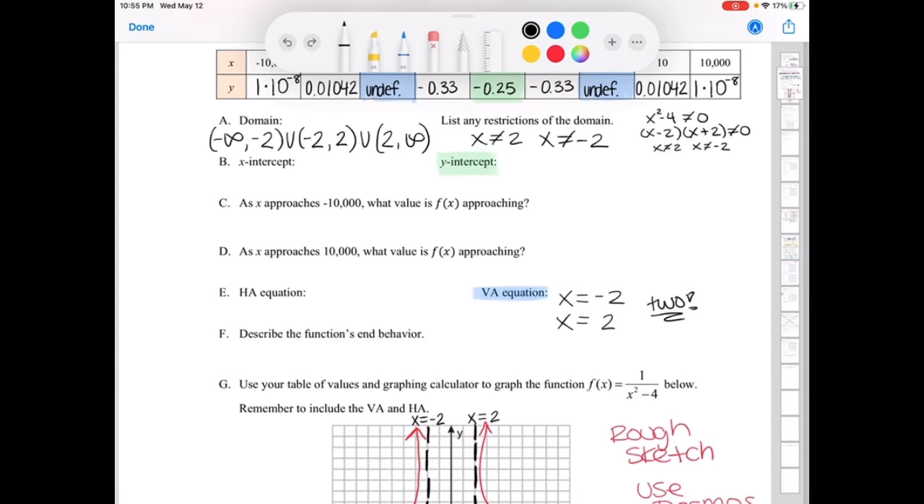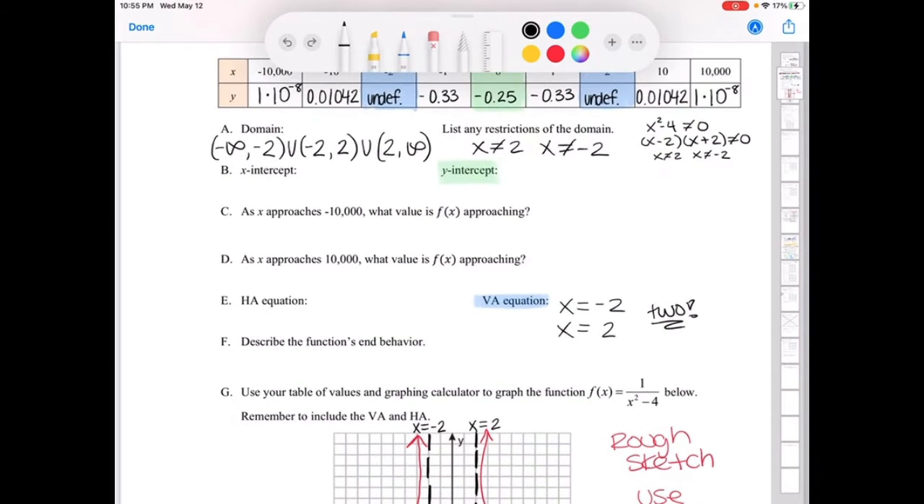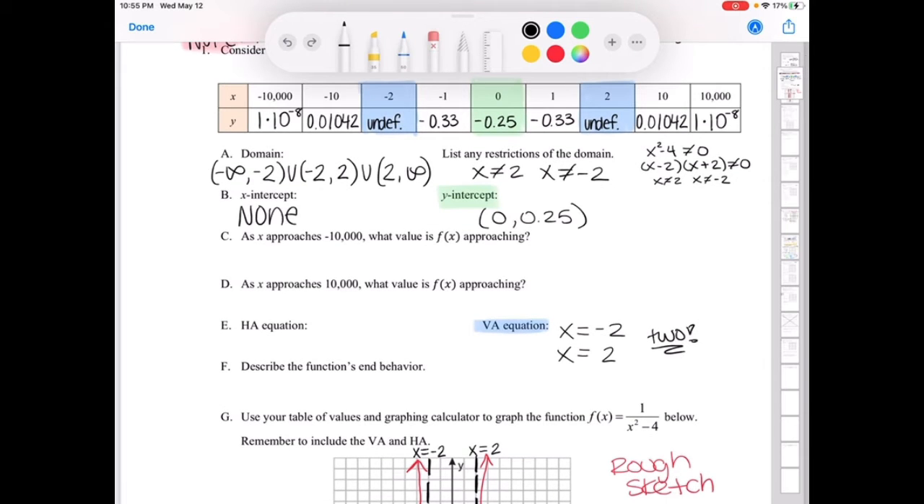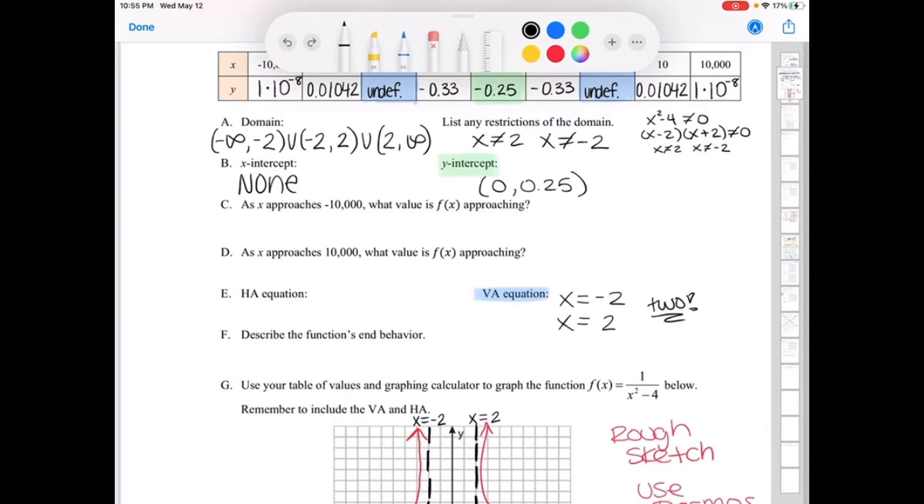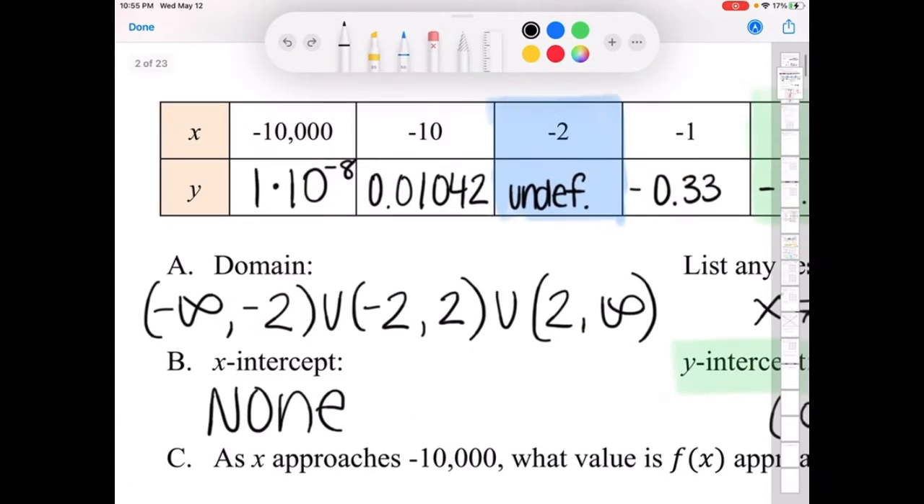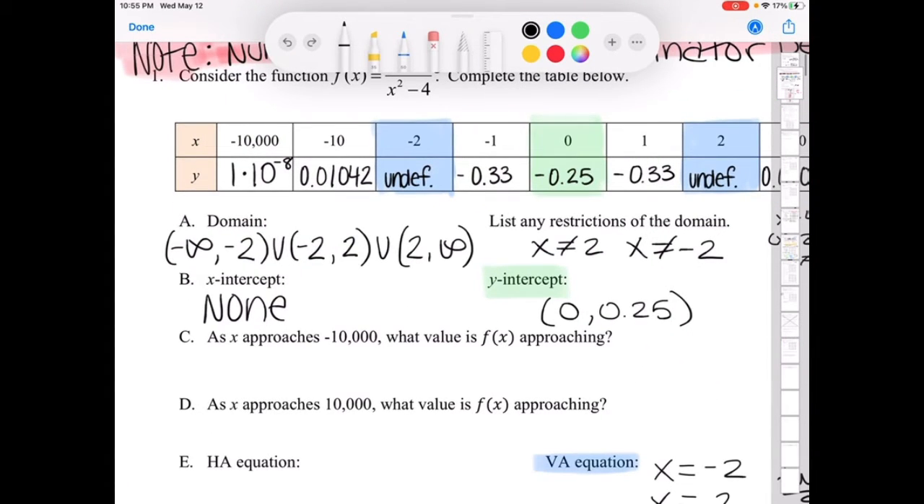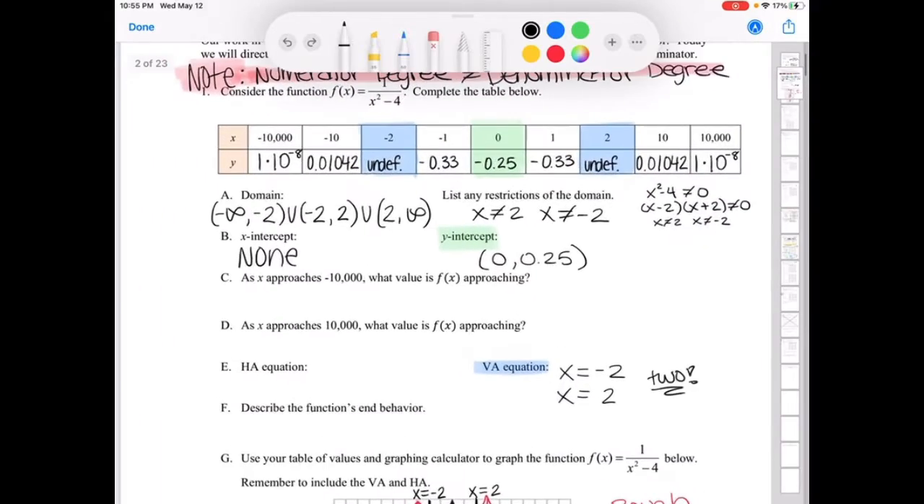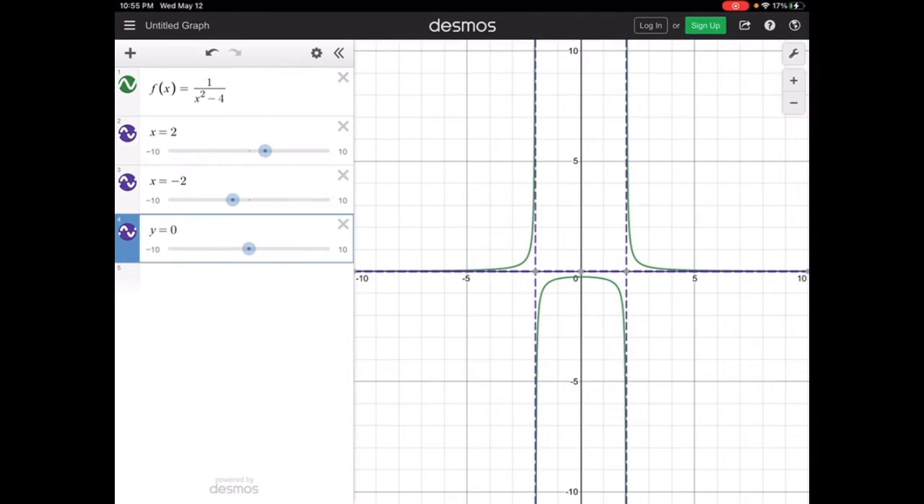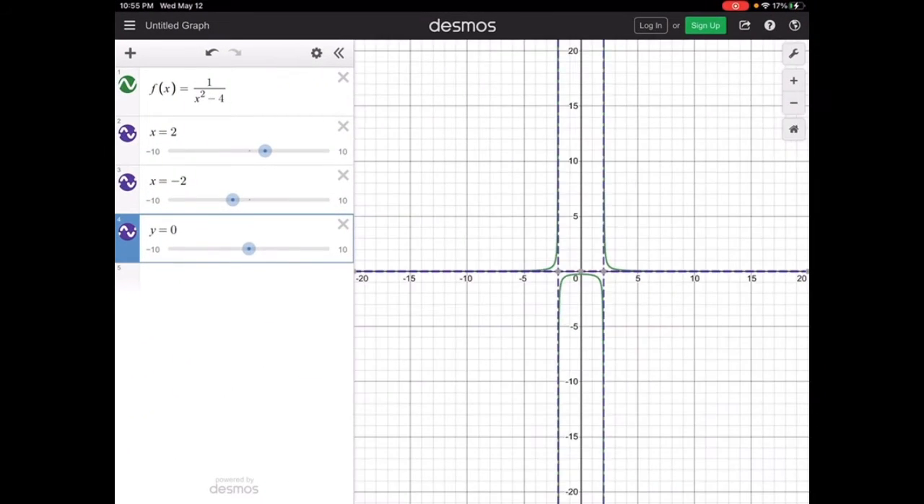solutions. So here now we're going to figure out our x and y intercepts. So you're going to find that there is no x-intercept, but there is a y-intercept, 0, negative 0.25. And now we're going to figure out, okay, well, looking at my graph, as x is approaching negative 10,000 or 10,000, what is y doing? So you could actually look at your table here as well and see that they're getting considerably smaller, or you could have graphed it in Desmos and looked at it on the graph here.